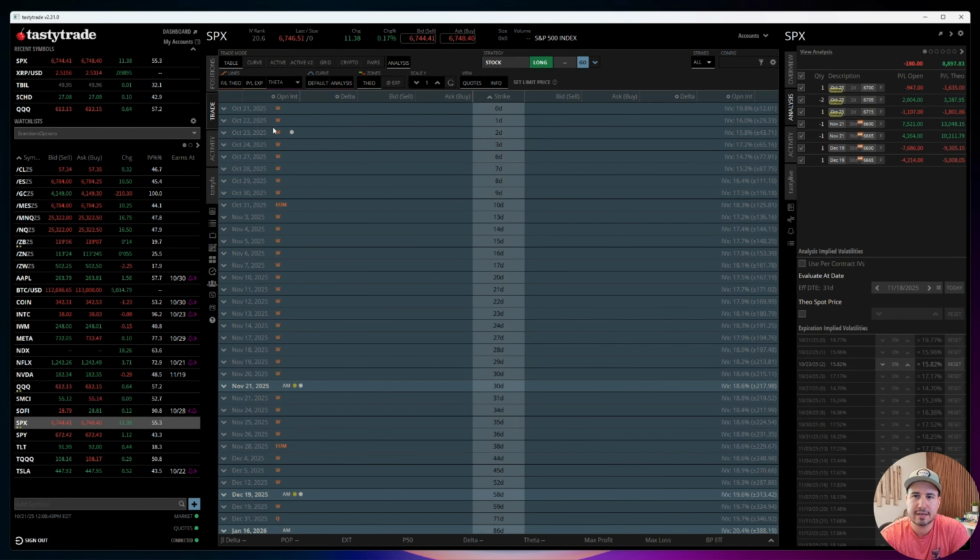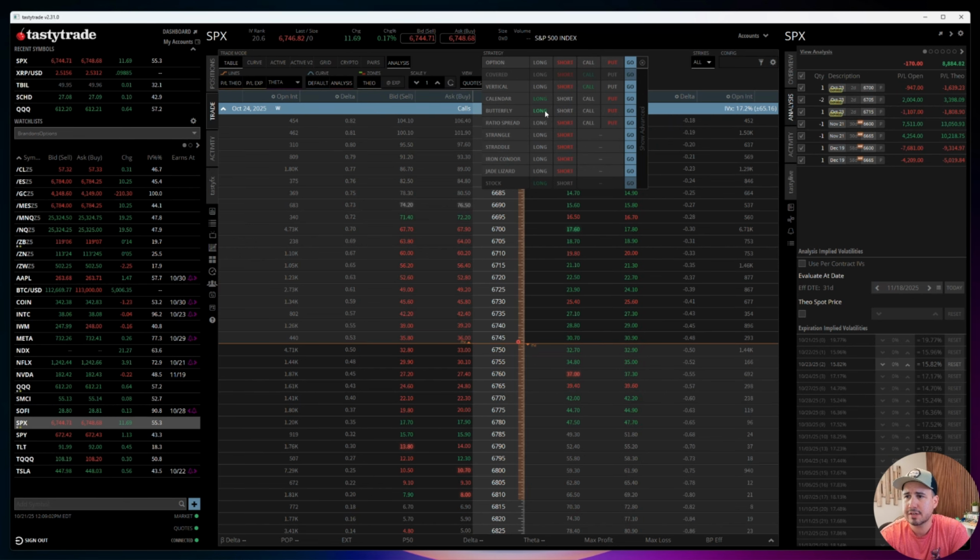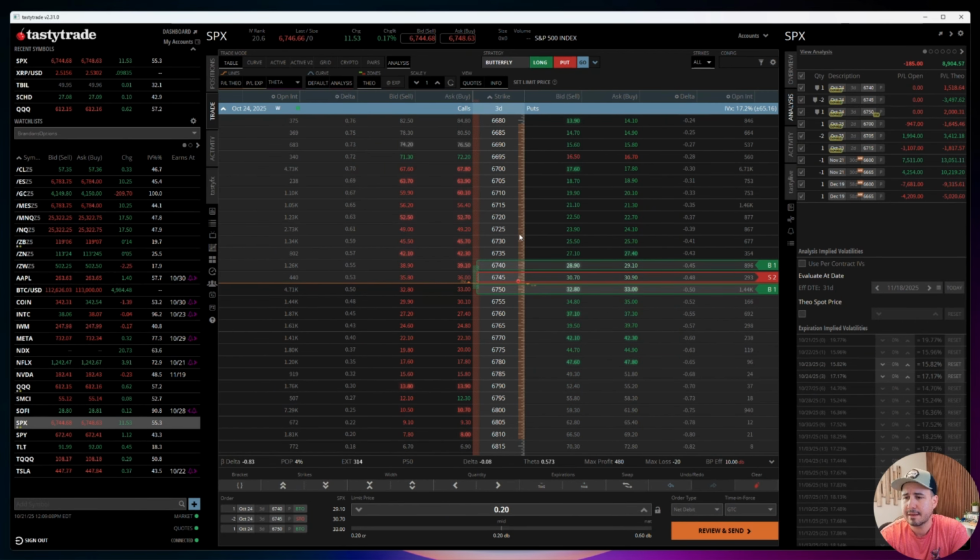So let's see, Friday is going to be the 24th. So Tasty Trade has this cool little feature here. You can put butterflies on, and let's see.